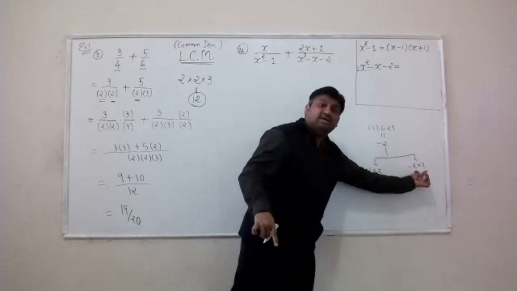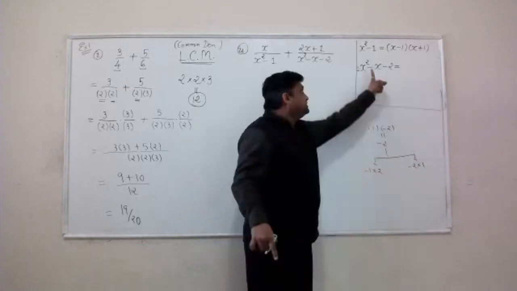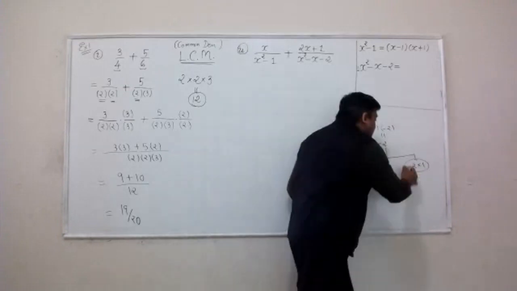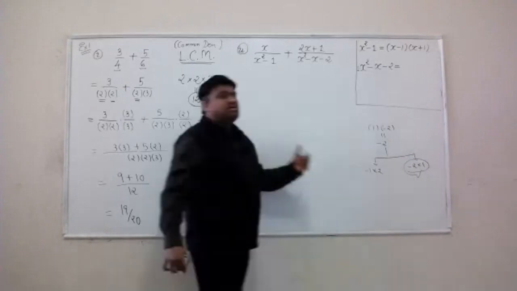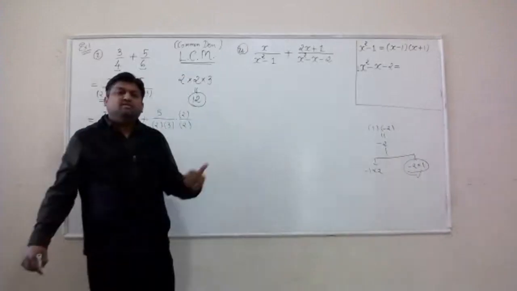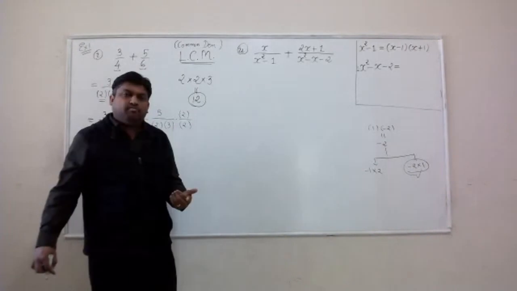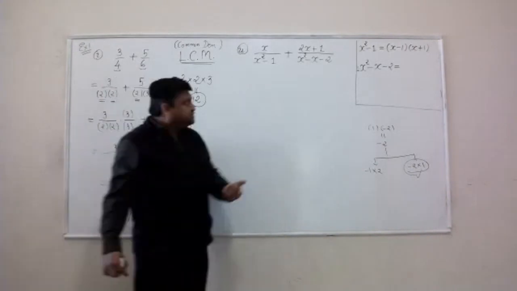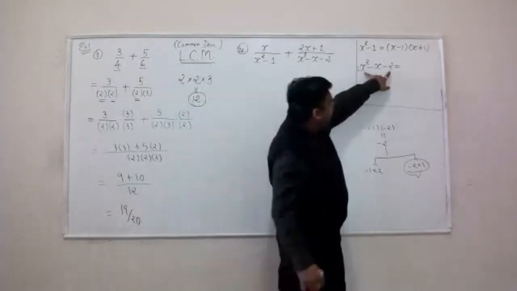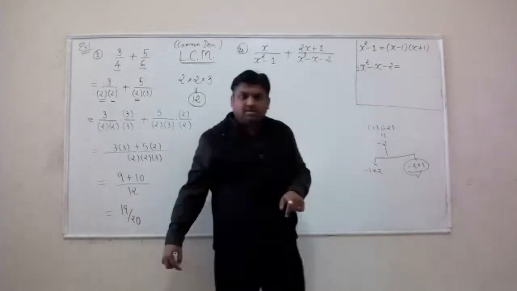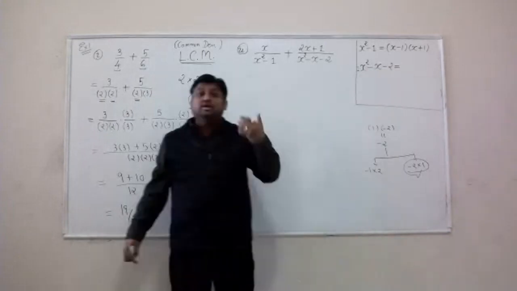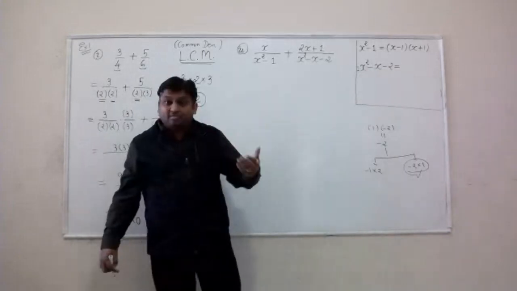Sum of these two factors is negative 1. You see, that's what I was looking for. So I found the factors of AC that add up to B. Now here is the next question. Can I write down the factorization directly? Answer should be yes. Why?